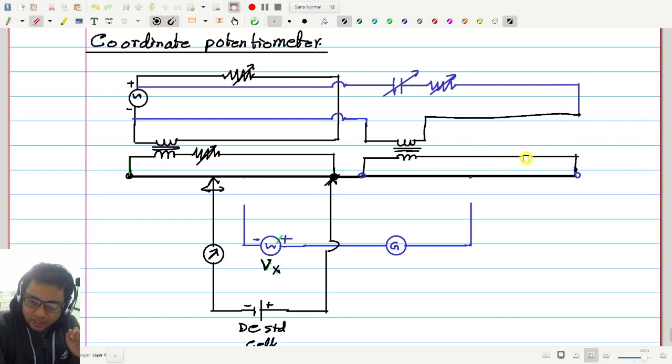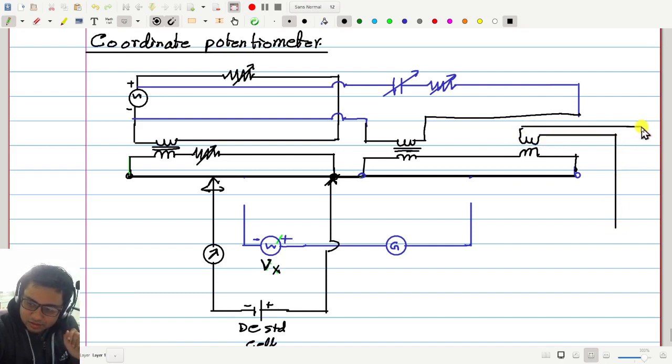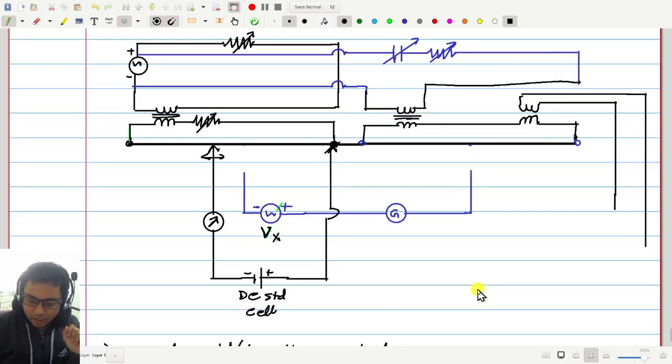Now here I will break this. I will put an air core transformer. And now let me move it up a bit. Okay, now let me use a different color. Now I will bring these two ends.